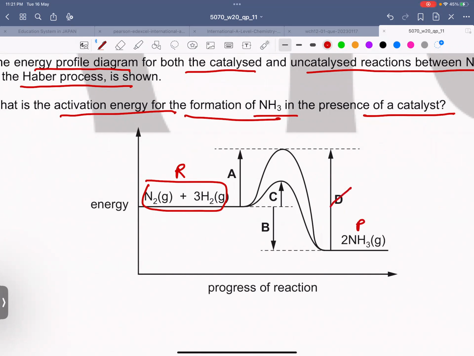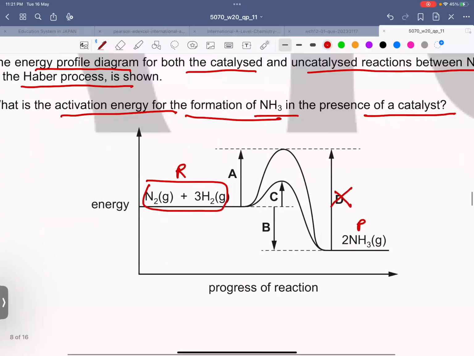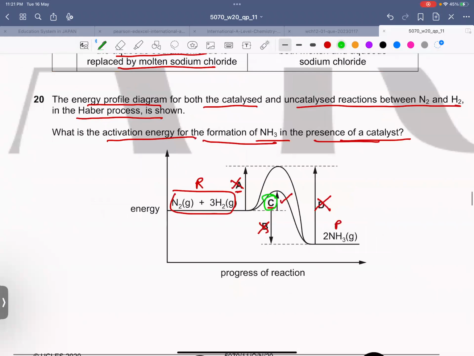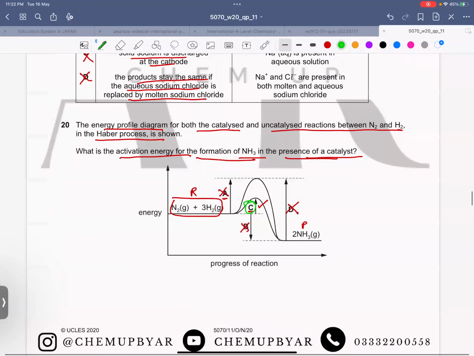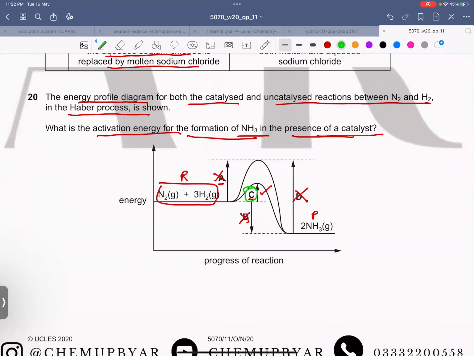So this makes D wrong, because D can be the activation energy for the reverse reaction when ammonia is decomposing into nitrogen and hydrogen. But here nitrogen and hydrogen are reacting. B is wrong because B is the enthalpy change. Now we are left with C and A. They ask in the presence of a catalyst, so A is wrong because A is for the uncatalyzed reaction. So C is my correct answer. Is this clear? Yes, sir.